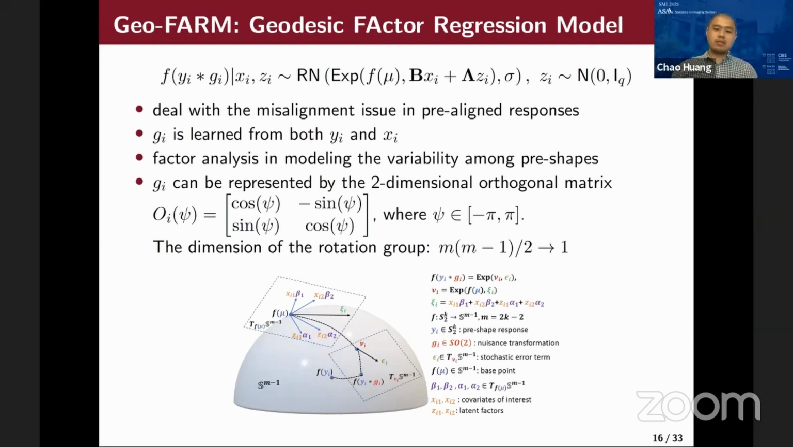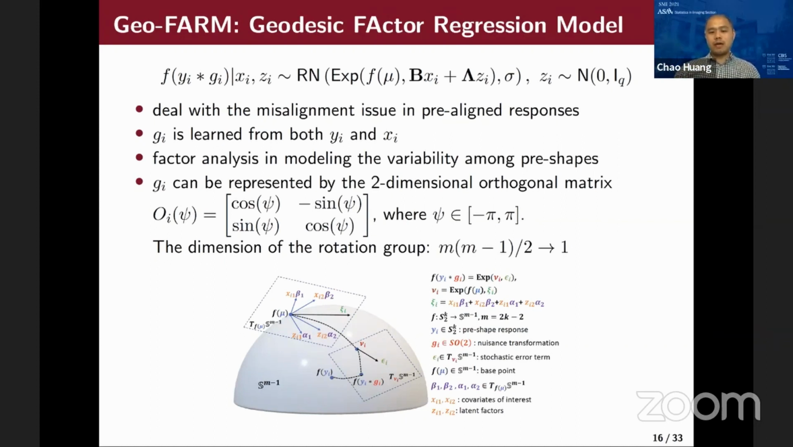So we can just see how this data is generated from this geodesic factor regression model. First, we have this base point f mu, which is on the hypersphere space, and we have all this demographic information or clinical information with the corresponding effects on the tangent space. We also have some latent variables with this loading matrix on the tangent space. And then we can do this exponential map, go to another point on the manifold.